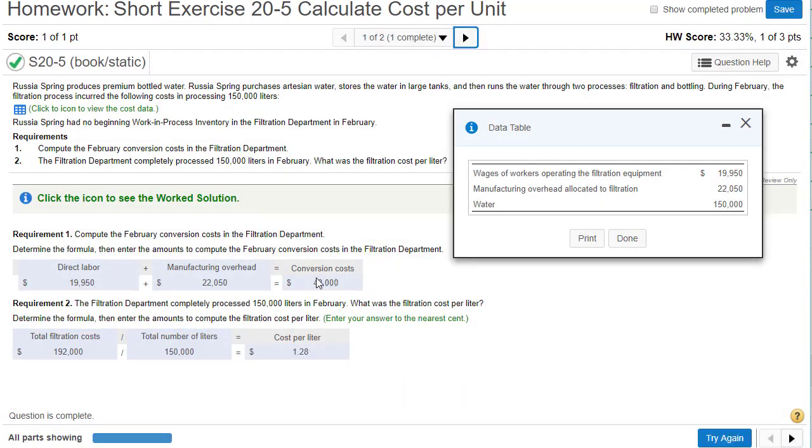Again, because all these 150,000 liters were 100% completed, as we can tell by the word completely, it made this calculation easier. So in future homework assignments, we'll show you how we have to calculate the cost for units that are partially completed, and that makes it a lot more complicated.